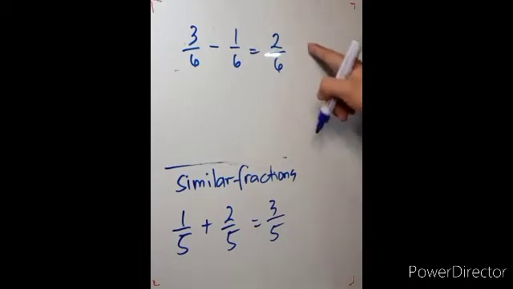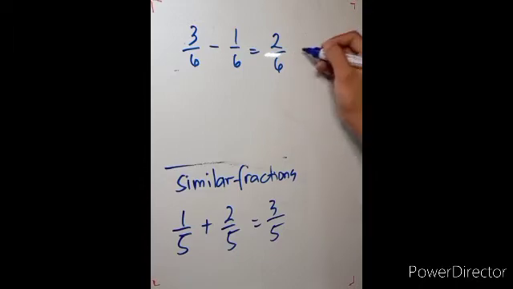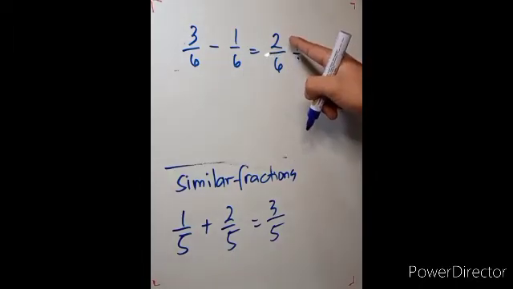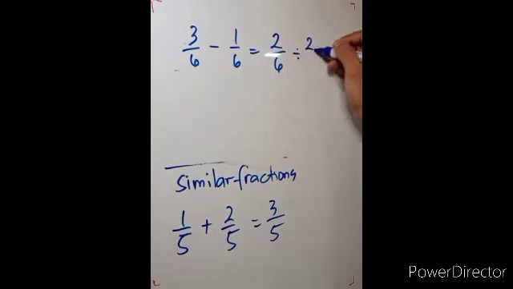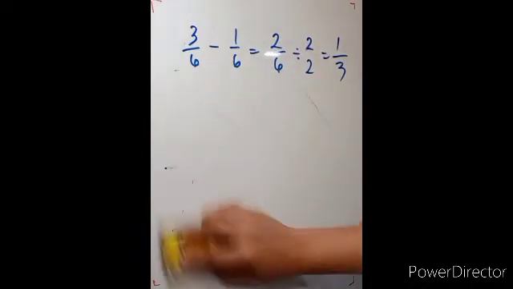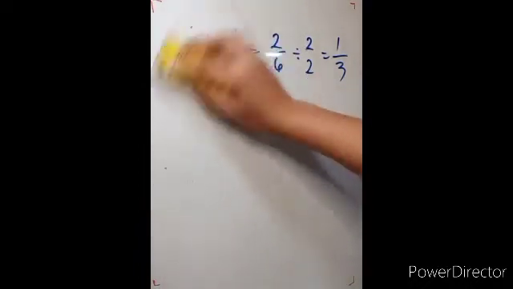But we can still reduce this to lowest terms. All we have to do is divide 2 by 2 and 6 divided by 2. So 2 divided by 2 is equal to 1, and 6 divided by 2 is equal to 3. So later on we will discuss it further. So that is how you subtract and add similar fractions.